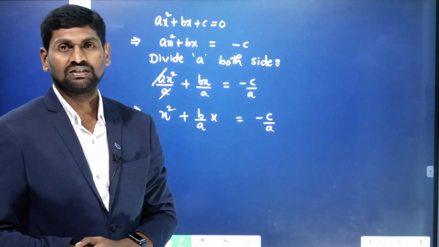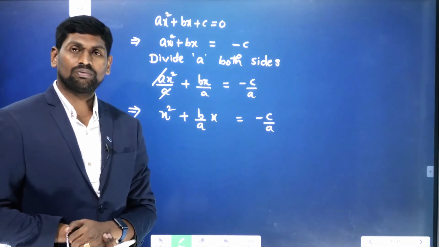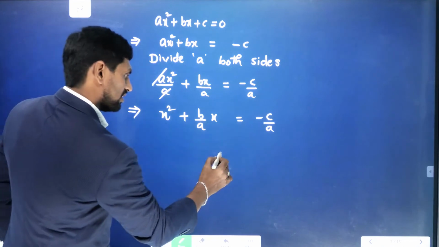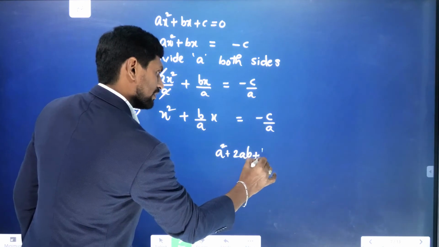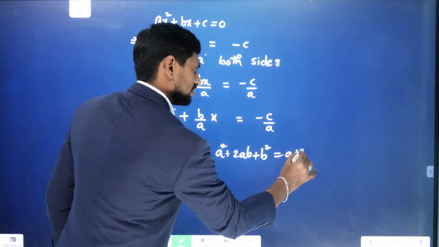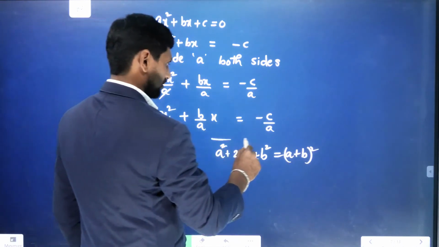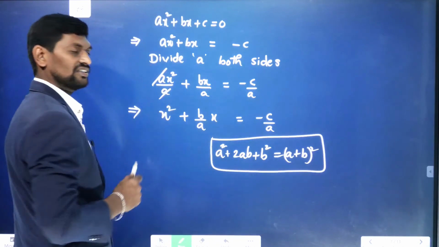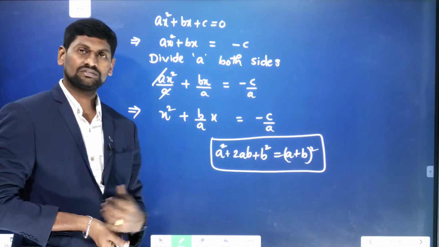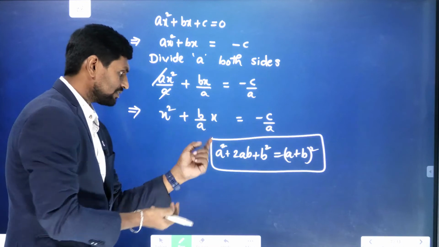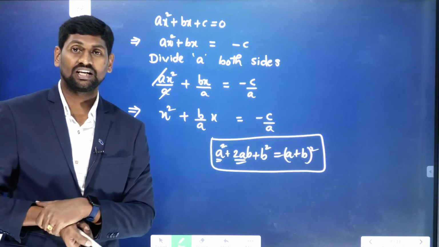Now the third step is we are writing this equation as a plus b whole square format. What is a plus b whole square formula? A square plus 2ab plus b square equals to a plus b whole square. We should make this into this format. See, we have x square term is there, x term is there. Still we want constant term.